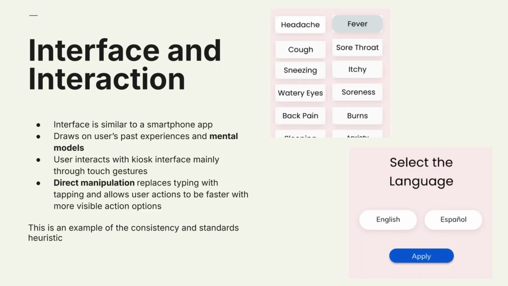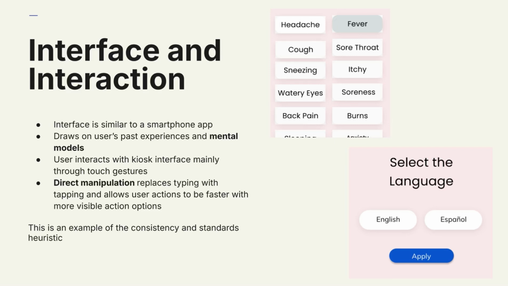The kiosk interface is similar to a smartphone app or smartphone interface. This means that the user is able to draw on their past experiences and past mental models, and will be able to acclimate easily to interacting with the kiosk interface. The user interacts with the kiosk interface mainly through touch gestures, such as tapping, for example. In this way, direct manipulation takes place and allows the user's actions to be completed much faster than before, and the user is more aware of what their action options are.